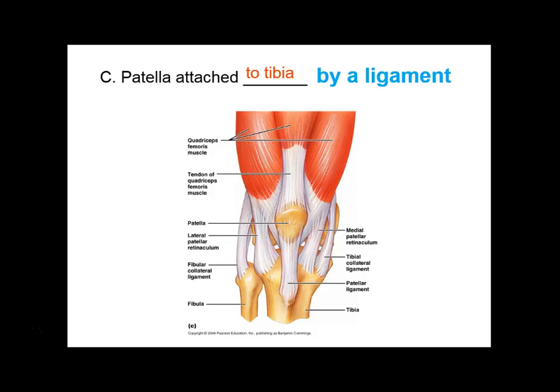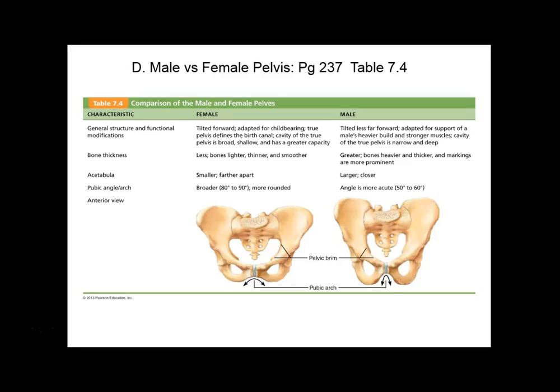And here, I said this a while ago, even though the patella lays on top of the femur, it's actually attached by a ligament to the tibia. These last slides show us the difference between a male and female pelvis. You can read these charts for yourself, but notice that the male is more angular, the female's is more rounded. The bone is less thick for a female. The pubic arch is greater than 90 for a female, usually less than 90, like 50 to 60 on a male.